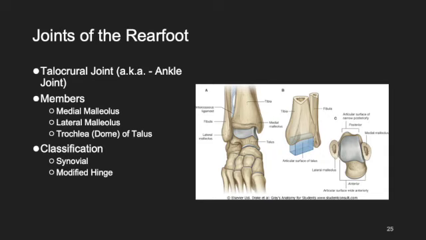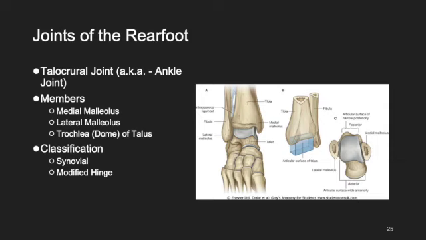So taking a look at the joints of the rear foot. Remember, that rear foot is only going to be my calcaneus and my talus. The articulations we have here are going to be something called the talocrural joint, and that's also known, and I'm going to use air quotes even though you can't see it, as the ankle joint. What makes up my ankle joint? Medial malleolus, lateral malleolus, and the trochlea or the talar dome.